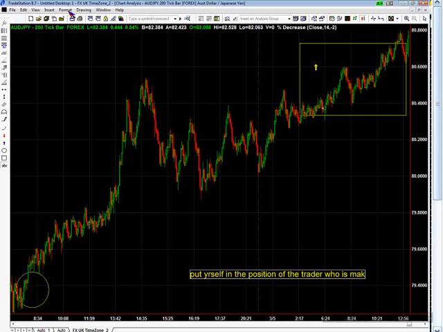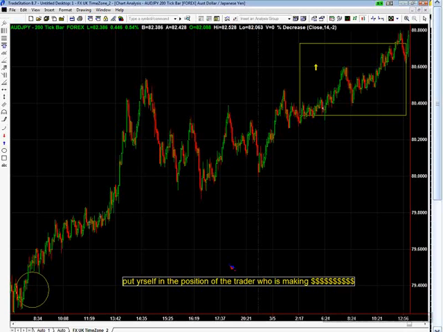You want to become a successful trader. You want to be able to make a lot of money. You want always to put yourself in the position of the trader that is making a lot of money. This morning, you're looking at this screen. Okay, I want to take a trade. Should I buy or sell? It is a very difficult position.